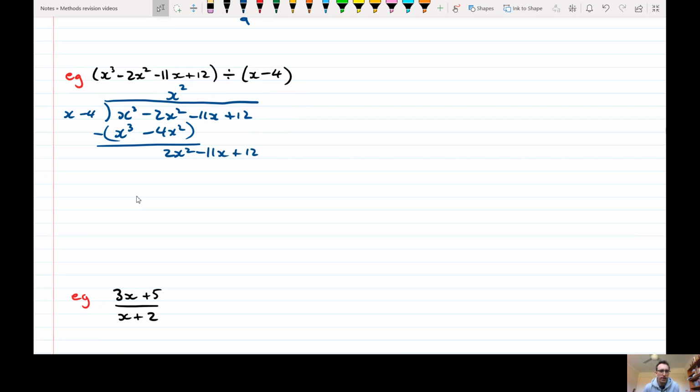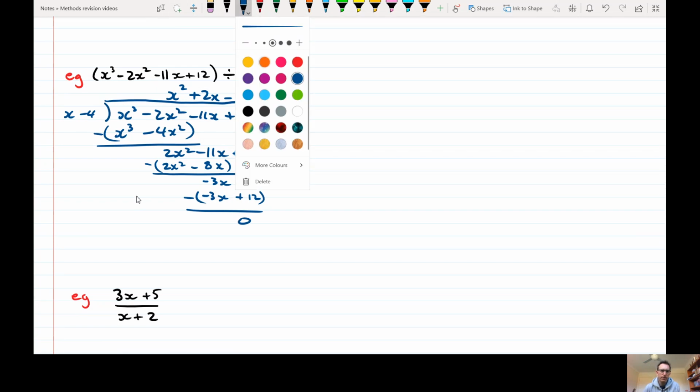We divide by x again. 2x squared divided by x gives you 2x. And then multiply out. So 2x squared minus 8x. And that's going to give you double negative. So negative and negative are positive. So it's plus 8, which ends up with negative 3x plus 12. And now we divide the negative 3x by the x to get negative 3 and multiply it out. And this time we notice we get a remainder of 0.